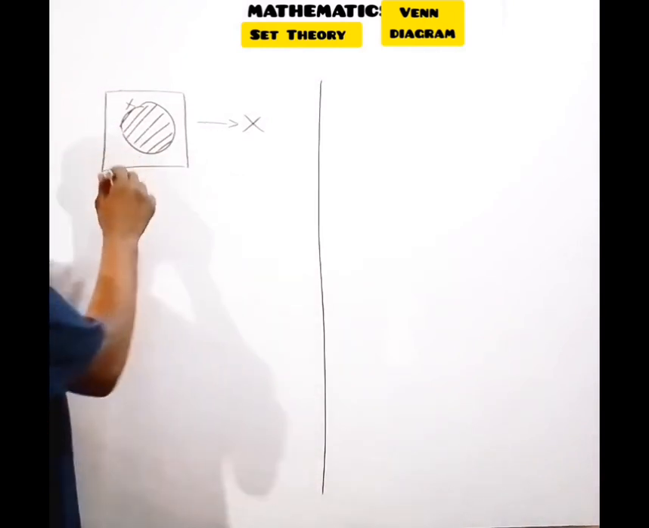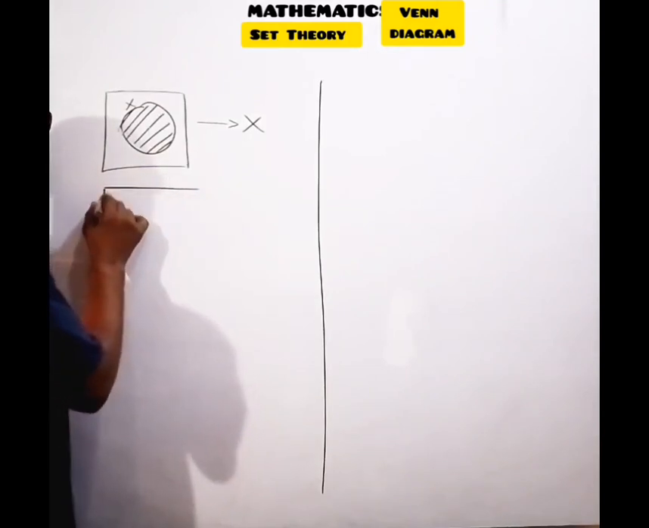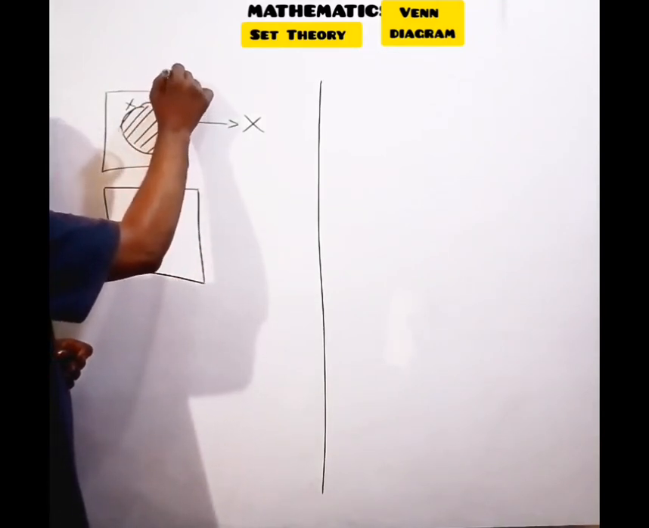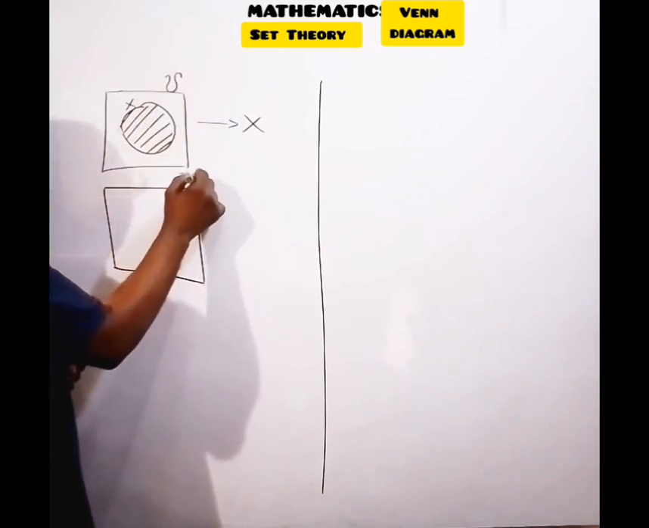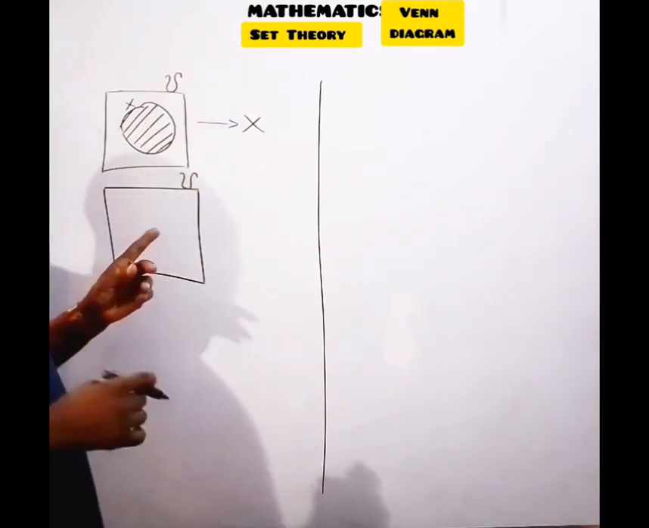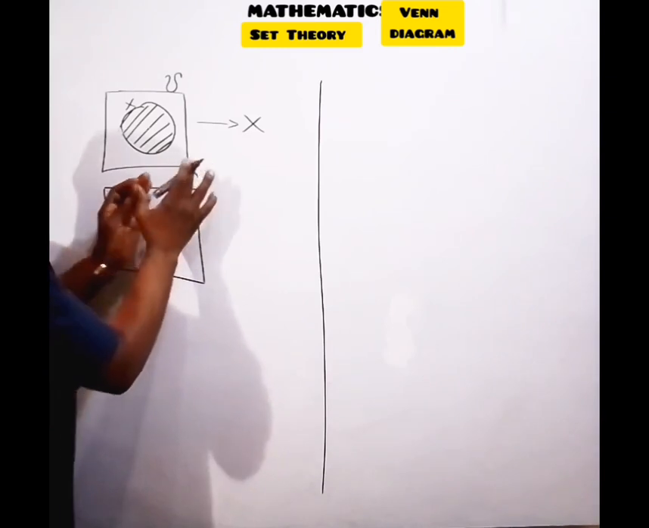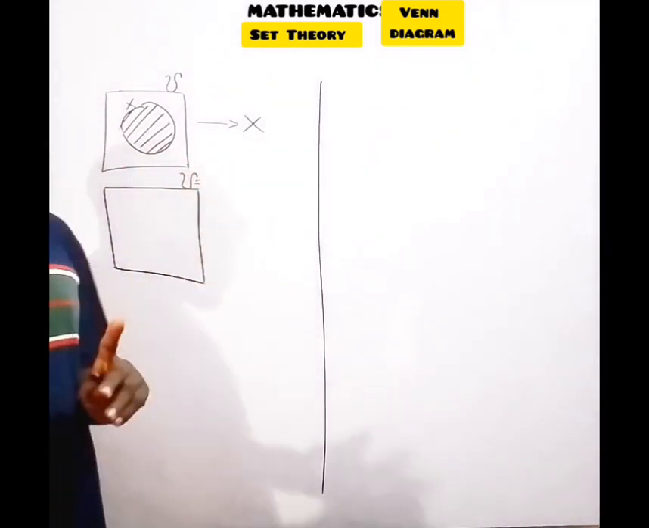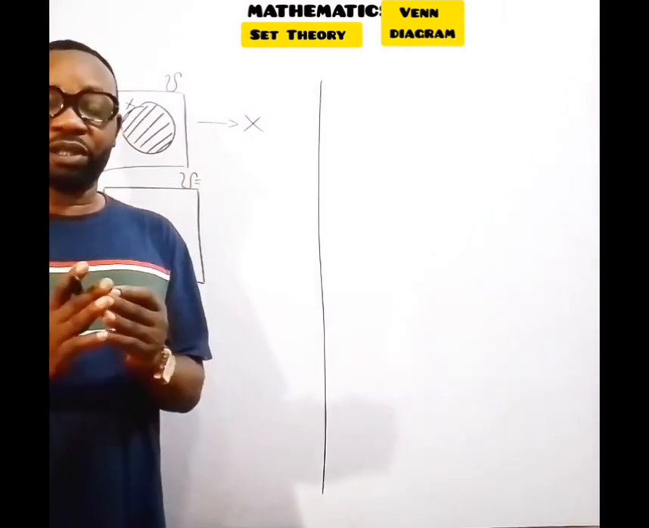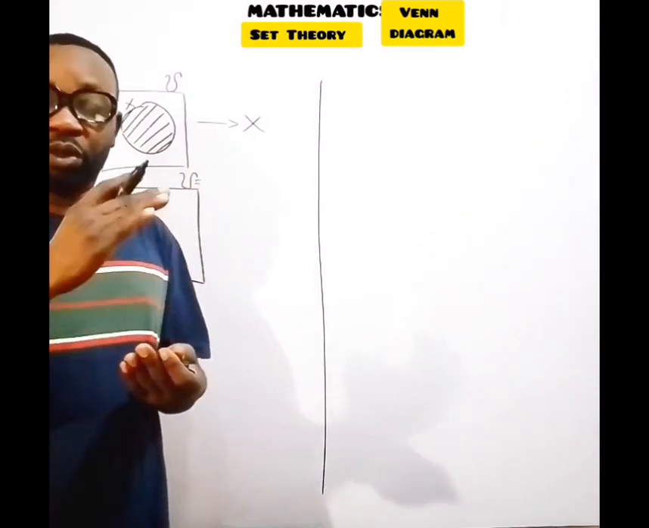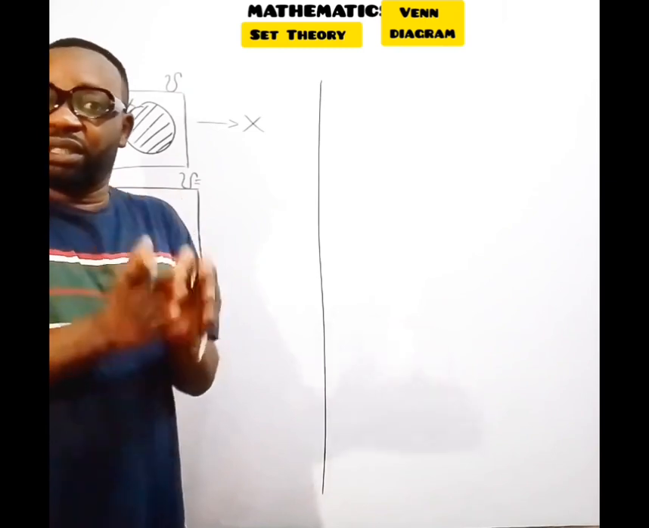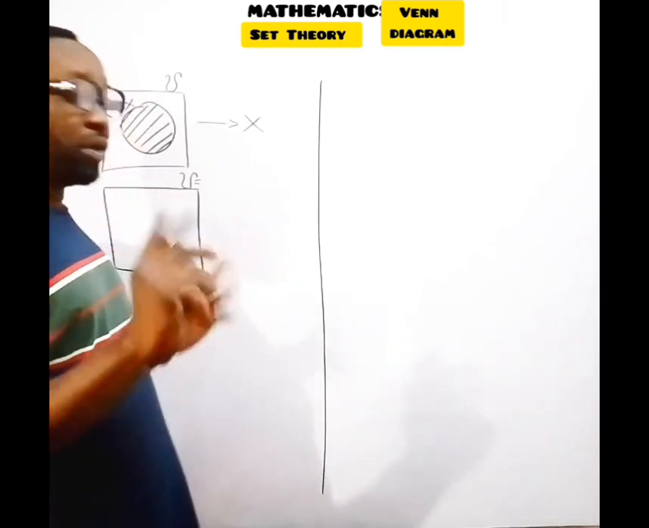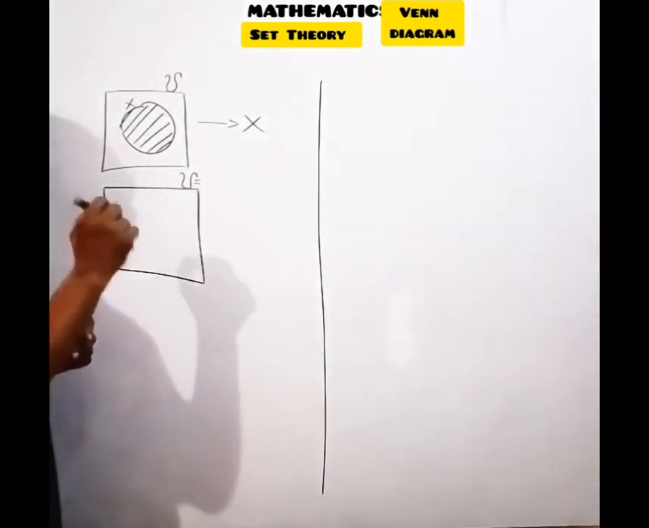Now, I have this again. In this Venn diagram, you are going to have a universal set here. All Venn diagrams will always have a universal set outside, which is going to give us a particular value. Don't forget that every other set is a subset of the universal set, as each set is also a subset of itself. So take note of that.